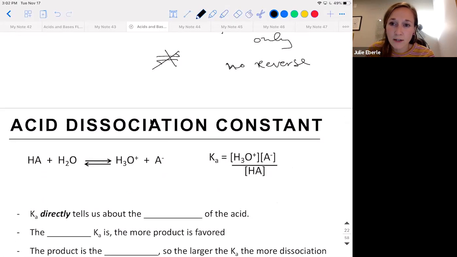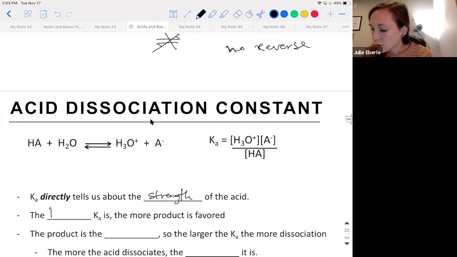The whole goal of today's lecture is for us to fully understand pH and what pH communicates and what it is and why it's important. And to understand that, we have to know about Ka, and then we're going to talk a whole lot about water. But why is Ka useful? Ka directly tells us about the strength of the acid, okay? The larger Ka is, the more product you have, okay? Because your products are on top in the mathematical sense, okay?